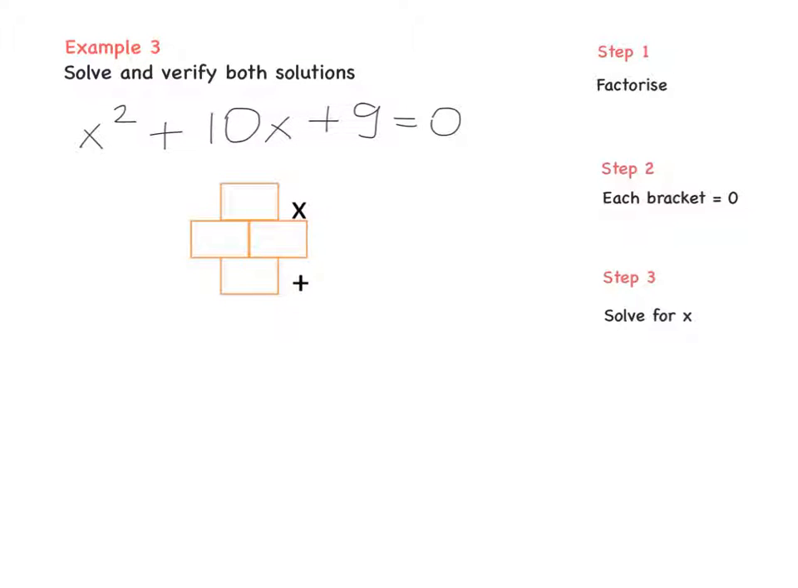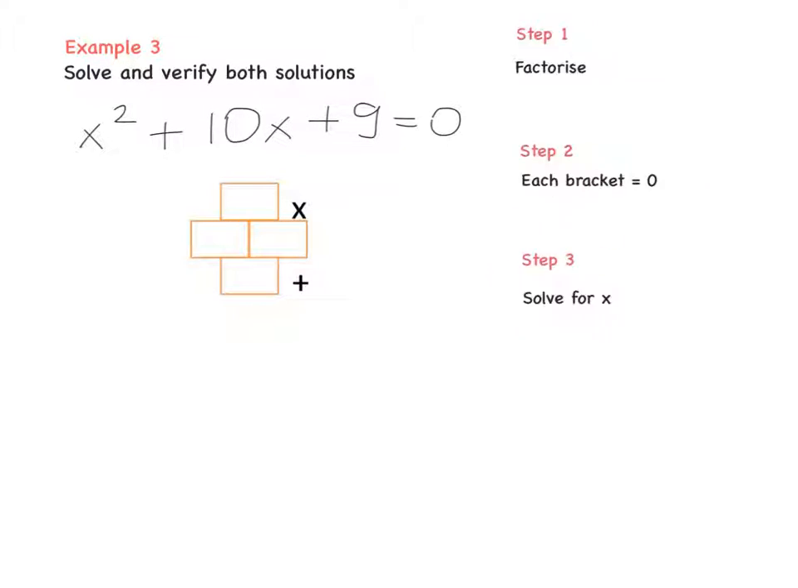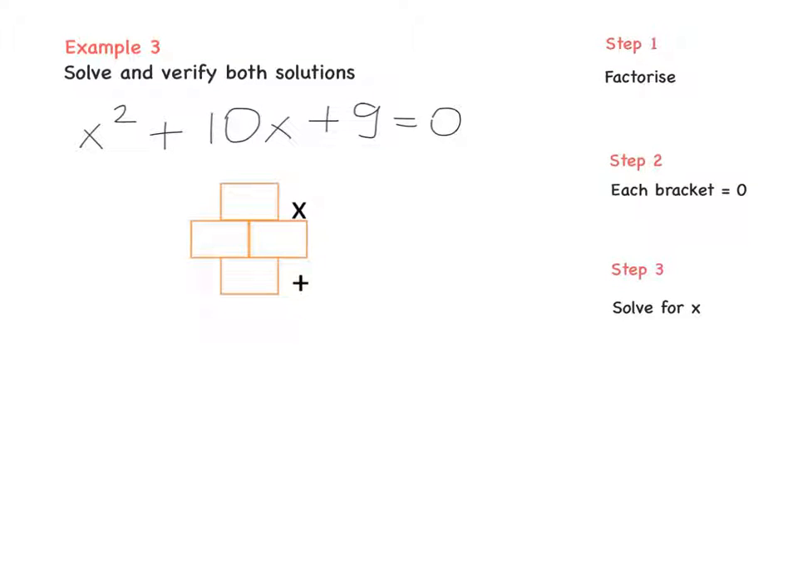And this is the last question today, okay? And we need to solve it and verify both solutions, okay? So let's follow our steps. First of all, we need to factorize it, okay? And this is a quadratic trinomial, so we can use the bricks in here.